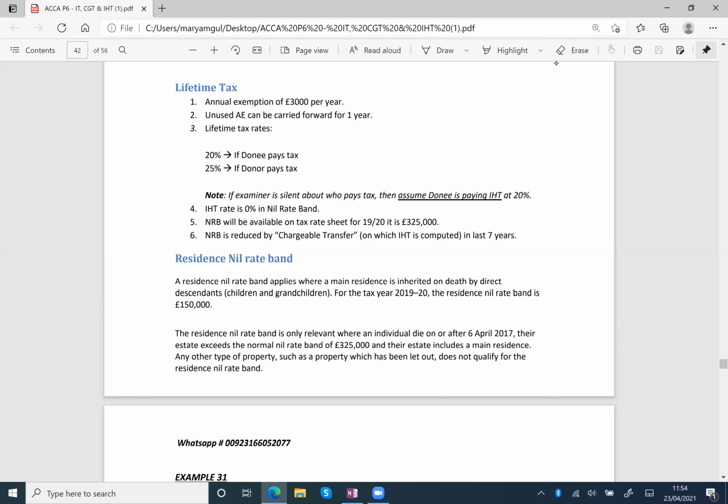Fifth point, how much nil rate band is available for tax year 2021? It is 325,000. It is unchanged right now, it is also 325,000 for tax year 2021. And this nil rate band is given in the tax rate sheet in the exam. And sixth point, the nil rate band is reduced by chargeable transfers in the last 7 years. Chargeable transfer means the gift on which you will pay the IHT. It can be a PET that became chargeable, and it will be a CLT also. Chargeable transfer means one on which you have to pay the IHT rates. So it could be PET and CLT both.